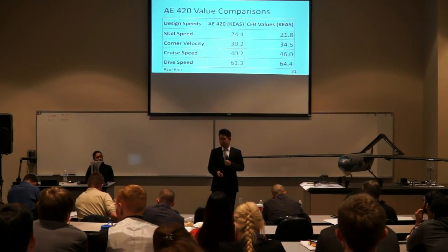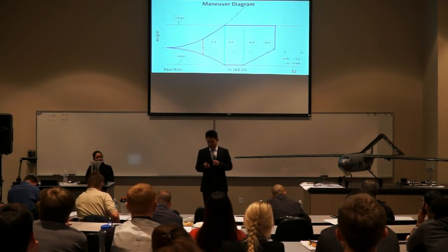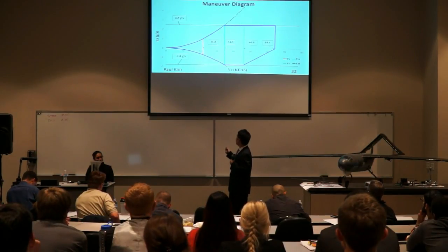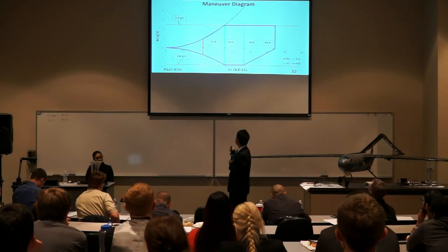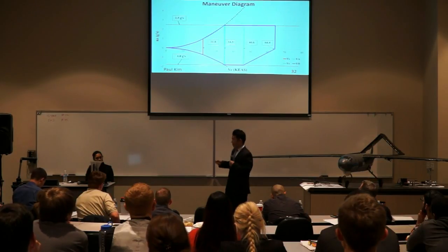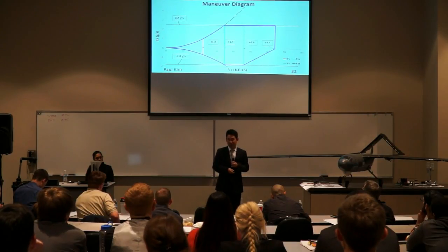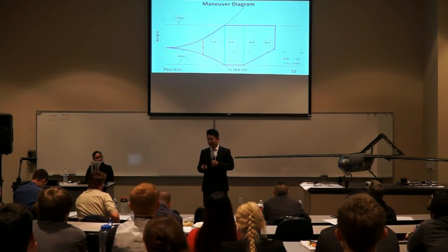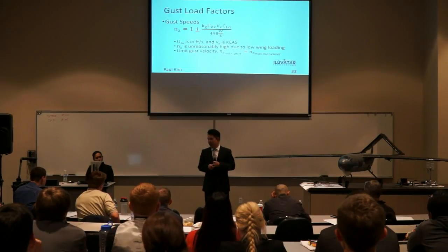the initial flight envelope. As you can see, this is the maneuver diagram that was compiled. The stall speed, the corner velocity, the cruise speed and the dive speed were all plotted in the maneuver diagram. Now we had to calculate the gust lines using this equation.